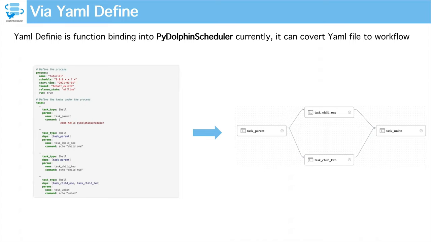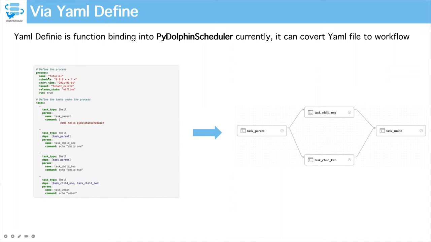Okay, let's talk about how YAML defines a workflow. Currently, YAML definition is a function bundled into PyDolphinScheduler. It means if you would like to use a YAML definition to create a workflow, you have to install PyDolphinScheduler first. It can convert the YAML file to a workflow and let DolphinScheduler know what it is and how to trigger it. The definition of YAML is as the left picture shows. You can see it's very similar. It's just like what we define in PyDolphinScheduler.